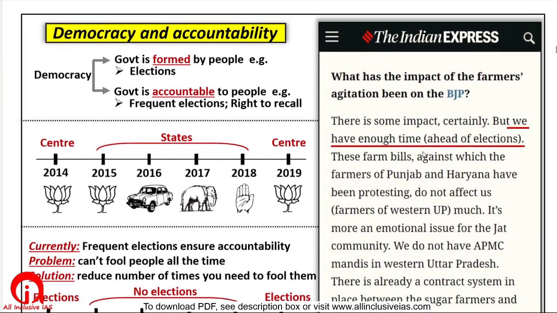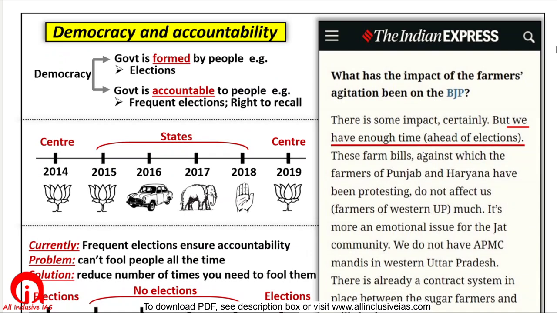Now democracy and accountability. One concern, what are we reading? We are reading simultaneous election, right?